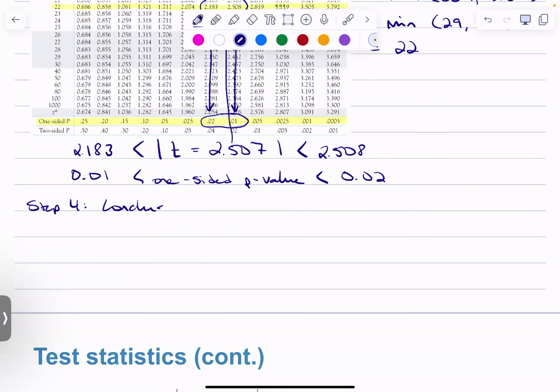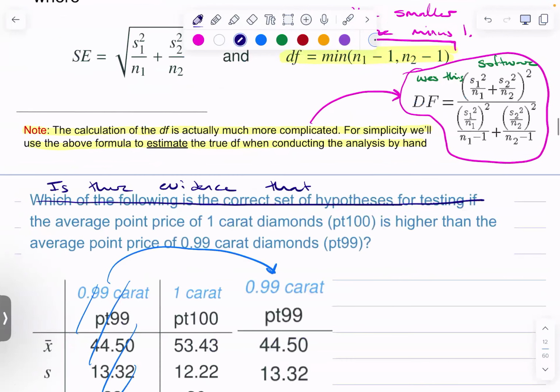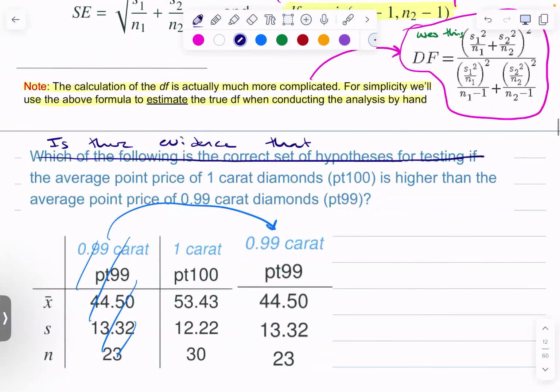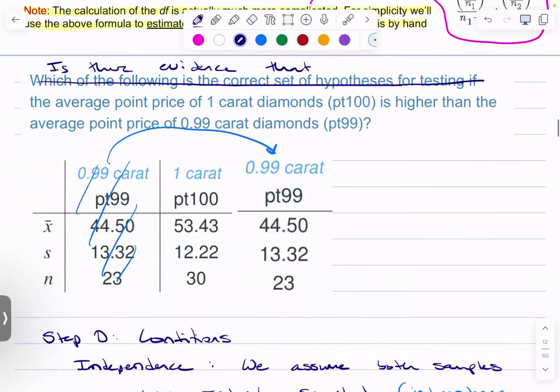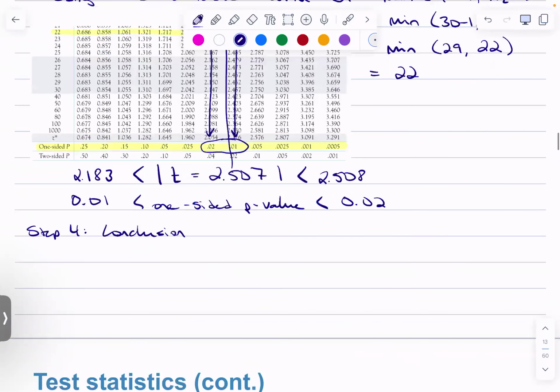Your conclusion. Are you reciting your conclusions in your sleep yet? They're all the same, right? You compare your p-value to your alpha level. What's our assumed alpha level? We use 0.05. I don't remember one given to us, so we'll use 0.05. No, there wasn't. So we'll use an alpha level of 0.05, right? And what does that mean in terms of your null hypothesis? And then what does that mean in terms of the question?